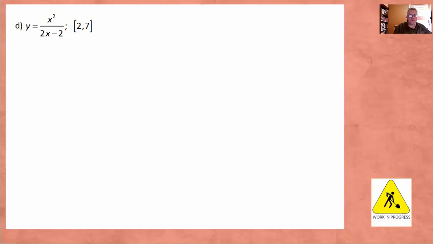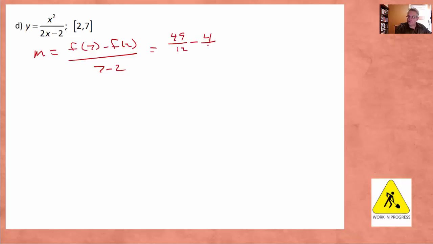This example is a rational function, and I've got to admit, the TI-89 would be very helpful, so I pulled out the 89 to do the math for me. It starts the same way. We find the slope between the endpoints, so we're going to find f of 7 minus f of 2, all over 7 minus 2. If you substitute those values, you get some crazy fractions: 49 twelfths minus 4 halves, over 5. I'm not going to lie, my TI-89 told me that that was 5 twelfths.